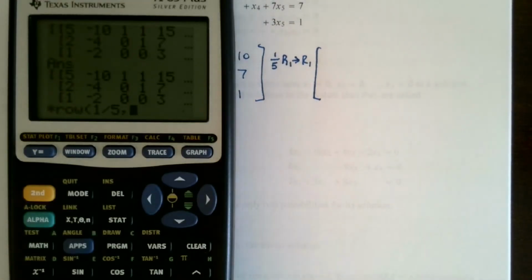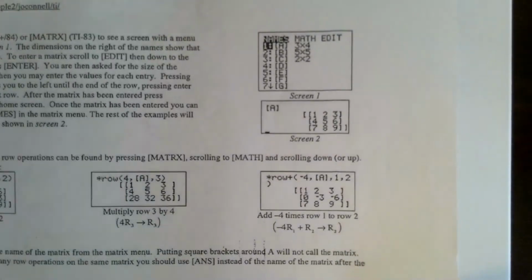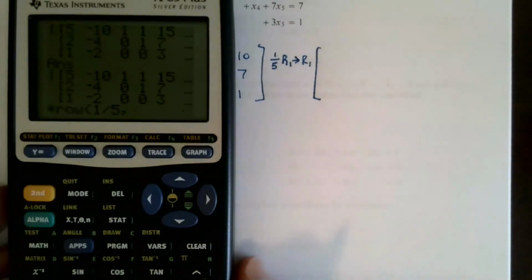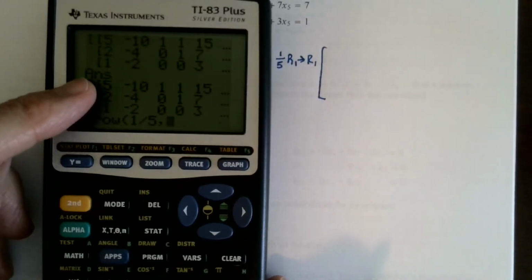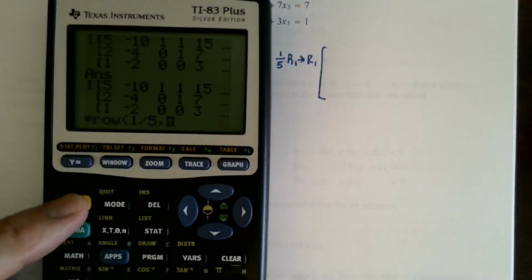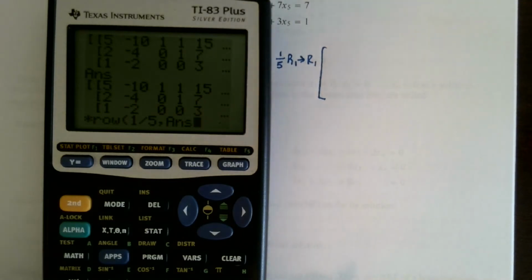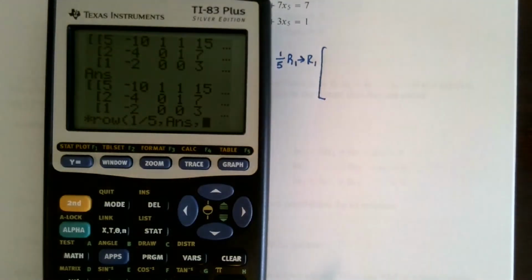And then what? The matrix, right? Here it was matrix A, and ours was matrix A too, but remember, answer has the value of our matrix stored in it. So I'm just going to do second answer. And then comma, what's the row number I'm multiplying by? Row 1. Okay. Now, close parentheses. Now you could hit enter. That will give the result.